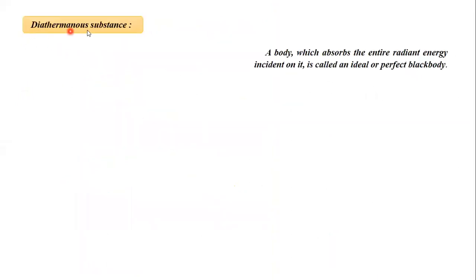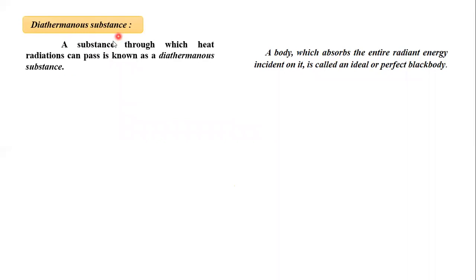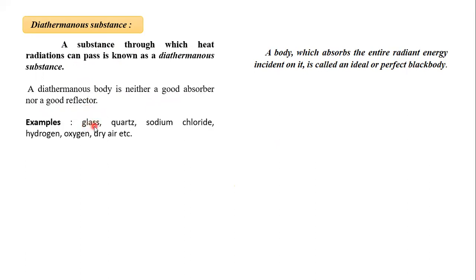Now the next one is diathermanous substance. What is a diathermanous substance? A substance through which heat radiation can pass is called diathermanous. I mean the substance which passes the heat radiation is diathermanous. A diathermanous body is neither a good absorber nor a good reflector. For example, glass. You know that if heat is on one side of the glass, then it enters to the other side. So glass is a diathermanous substance. It passes the heat radiation. Quartz, sodium chloride, hydrogen, oxygen, air. These are the examples.